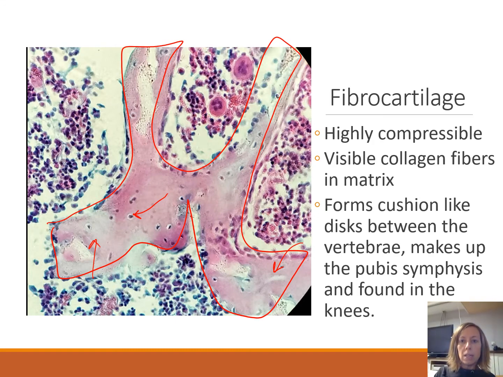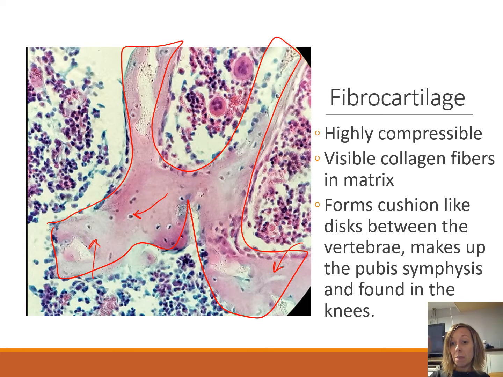Fibrocartilage is used in areas that need to withstand a lot of pressure because it's highly compressible, meaning you can squish it, but it takes a lot to squish it too much. So it's still gonna hold things up. So it's gonna be in areas that you have a lot of pressure and a lot of weight. So we find this in the cushion of our vertebrae. So it cushions the disc between our vertebrae.